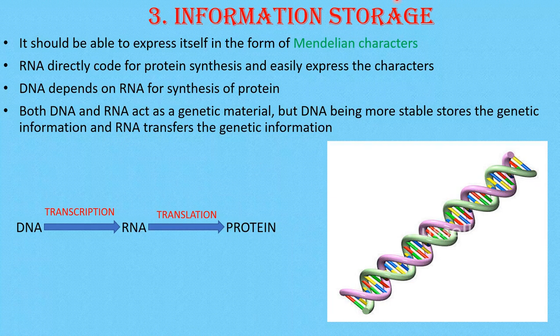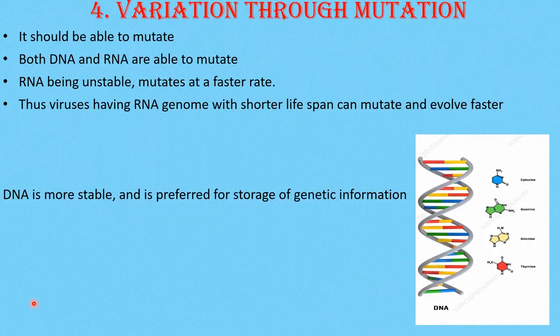Is it clear, ma? Okay. Now this DNA is the important genetic material, more stable and stores the genetic information. Now we'll see the next one, which is variation.